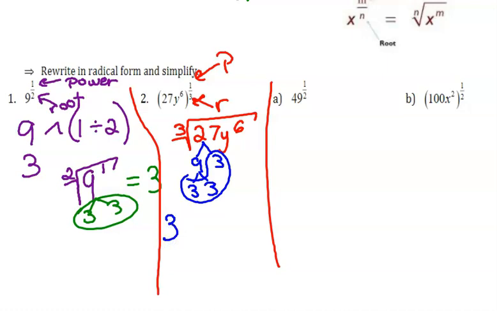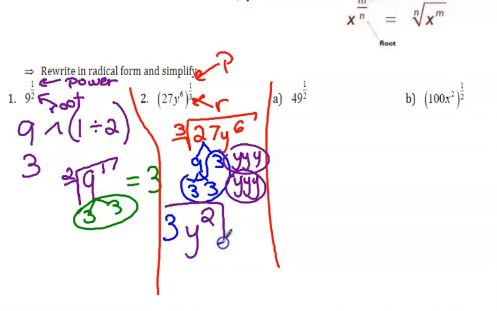And now let's deal with the y to the 6. So I have 6 y's. So I have 1, 2 groups. Yahoo! So I have y squared because I have 2 groups of 3. All right, so my answer would be 3y squared. So what I'm doing is I'm changing this exponent to a radical problem. That's what it says to do: rewrite in radical form and simplify.